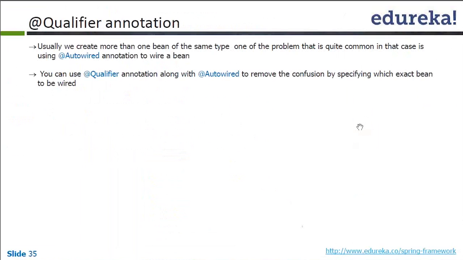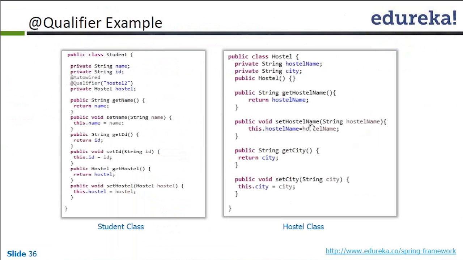Usually we create more than one bean of the same type. One problem that is quite common in that case is using the @Autowired annotation to wire a bean, because by default its behavior is to wire by type. So what if the configuration file contains more than one bean qualified for the same type? Then we can use the @Qualifier annotation along with the @Autowired annotation to remove the confusion by specifying which exact bean to be wired. How? We can see it here.